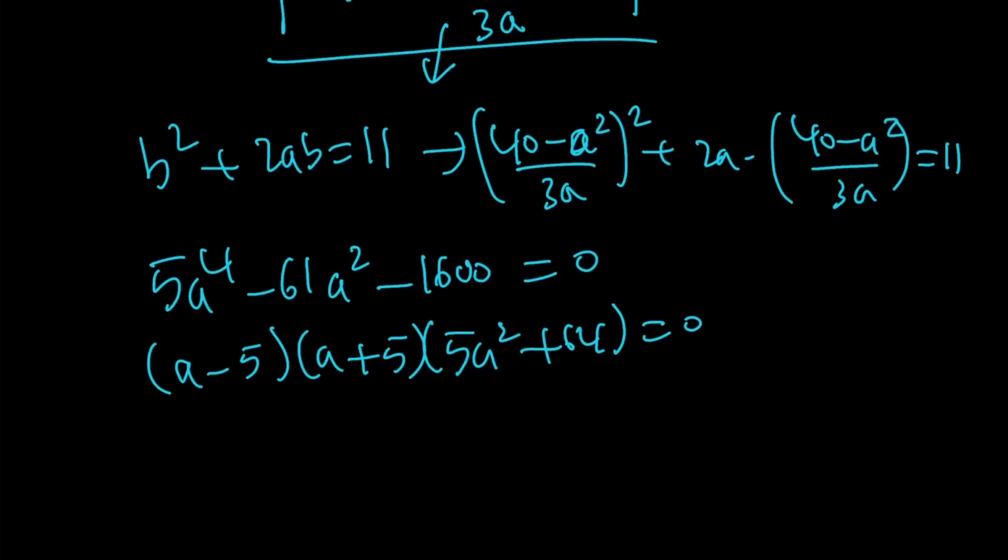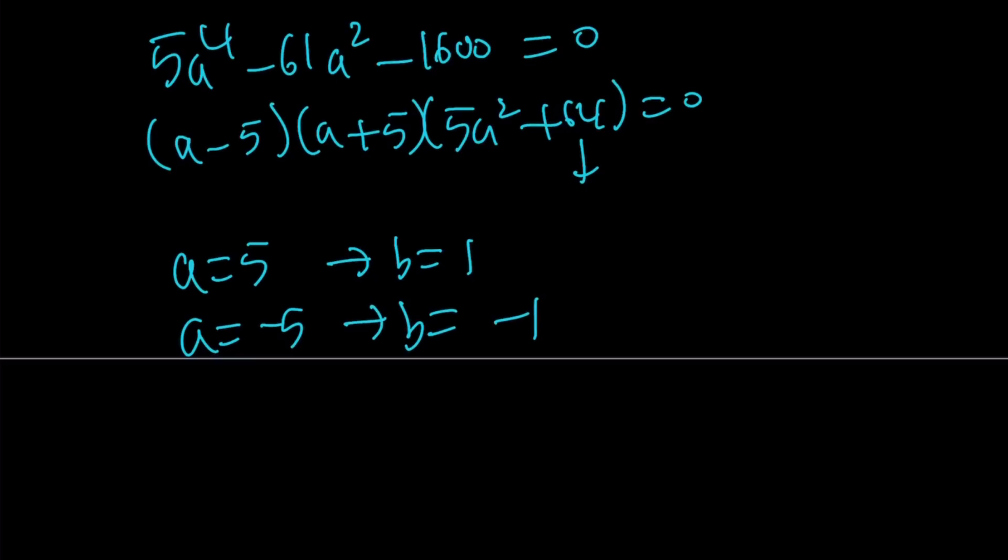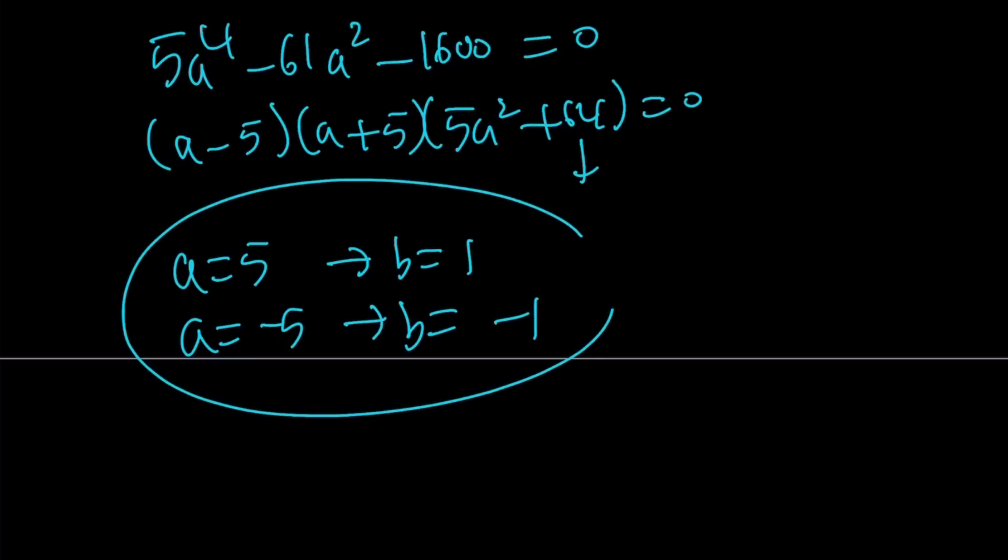From here, it's easier to tell that this is not going to give us any real solutions, and the other solutions are as before. A equals 5 implies b equals 1. A equals -5 implies b equals -1. Let's go ahead and take a look at the graph, and we'll just wrap it up.